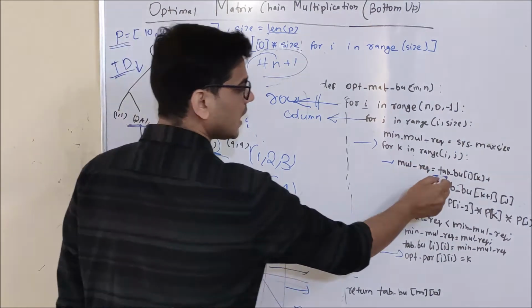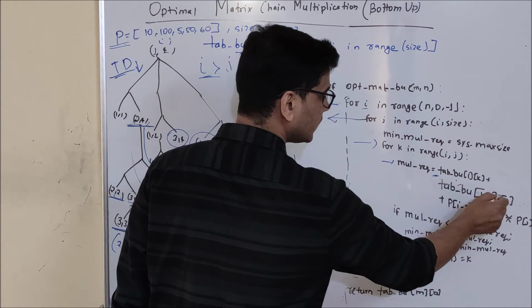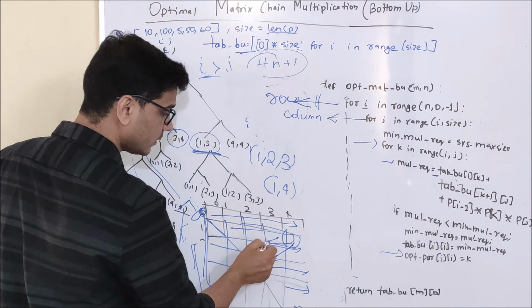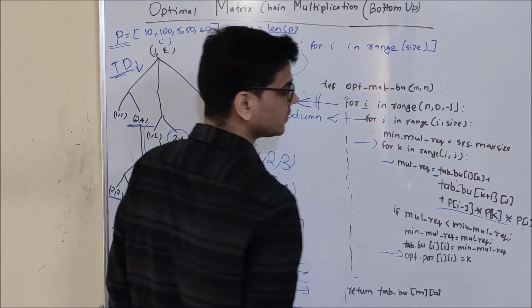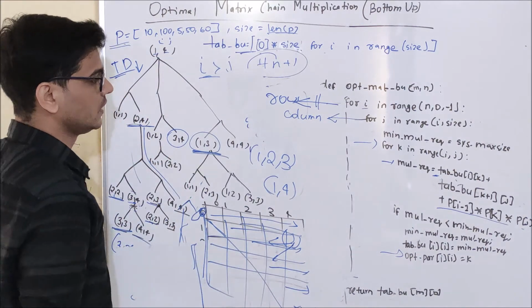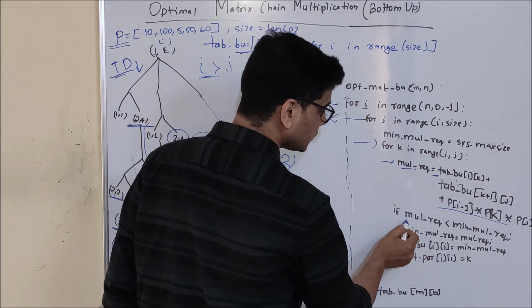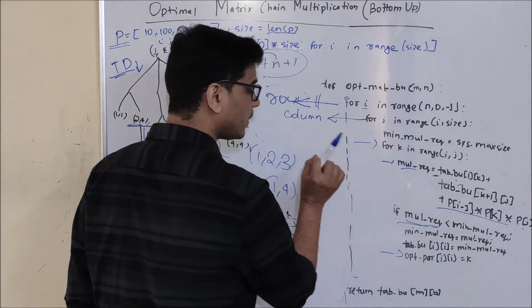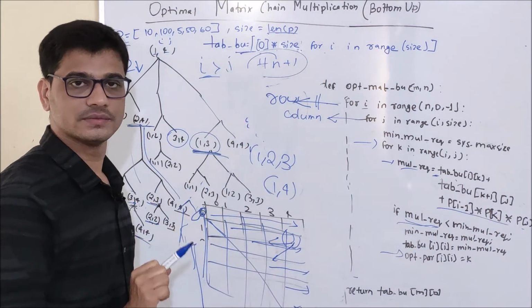Okay, tab of bu i k plus tab of bu k plus 1 j, that is I am checking in a row below it or left to it. Okay, and then the multiplication required, the same thing that was there in recursive code. And once I have calculated this multiplication required, what I will do, I will check whether multiplication required through this particular parenthesis is smaller than minimum multiplication required or not.